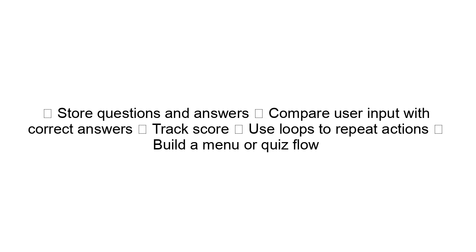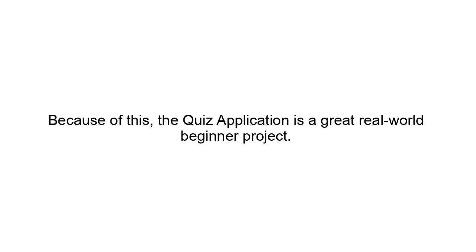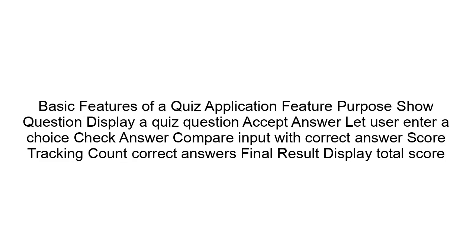Basic features of a quiz application. Feature and purpose. Show question: display a quiz question. Accept answer: let the user enter a choice. Check answer: compare input with the correct answer. Score tracking: count correct answers. Final result: display the total score. These features create a complete beginner-friendly quiz system.